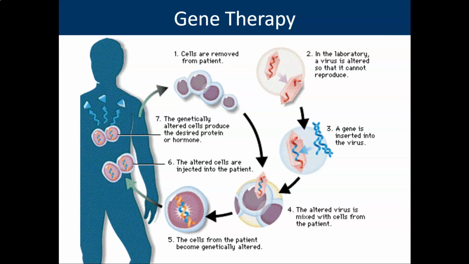So what happens is cells are removed from the patients, and in the laboratory, a virus is altered so it can no longer reproduce. Okay, so we don't want the virus to reproduce. We just want it to be able to have the good gene inserted into it. So we take the altered virus and mix it with the cells of the patient, and then the cells from the patient become altered, and that altered cell is put back into the patient, and then we hope that it produces cells that actually have the desired protein or hormone. So essentially, it's taking cells that are not working, creating cells that are working, and hoping those cells divide.